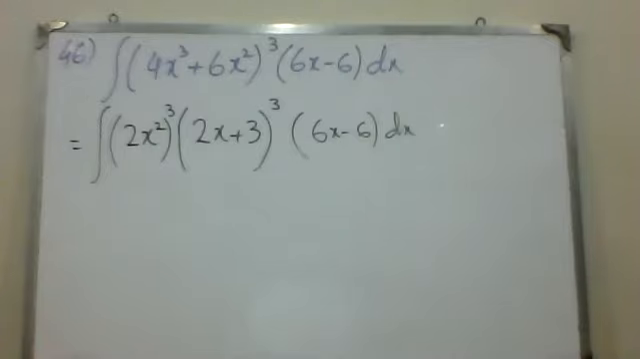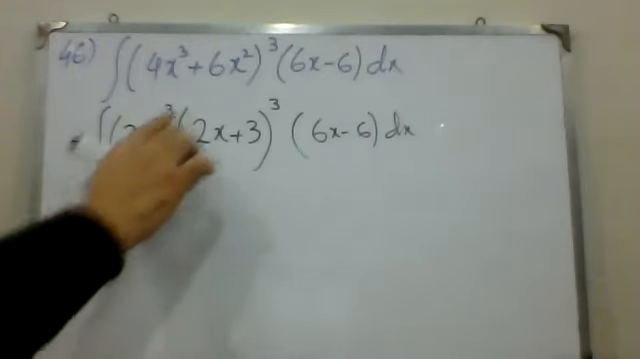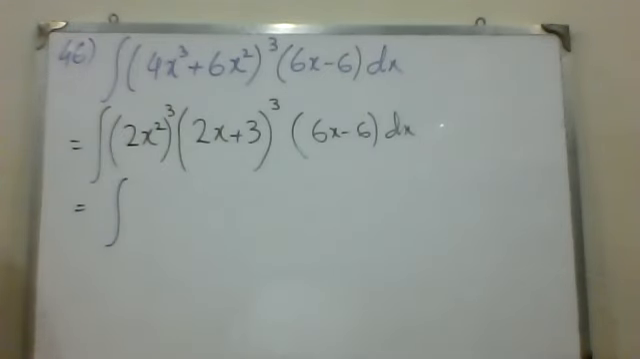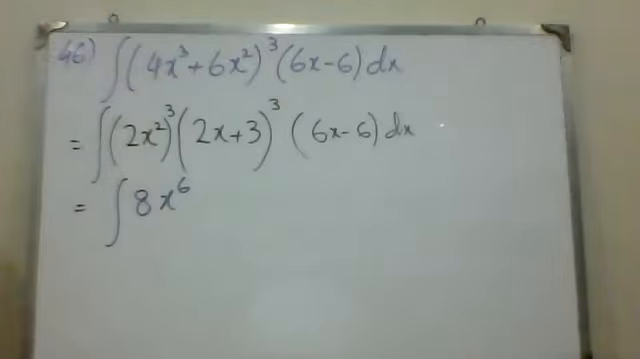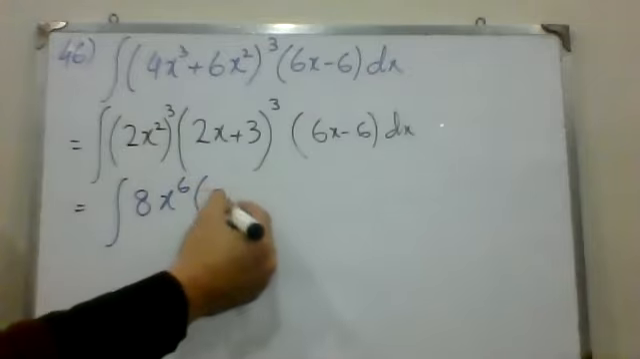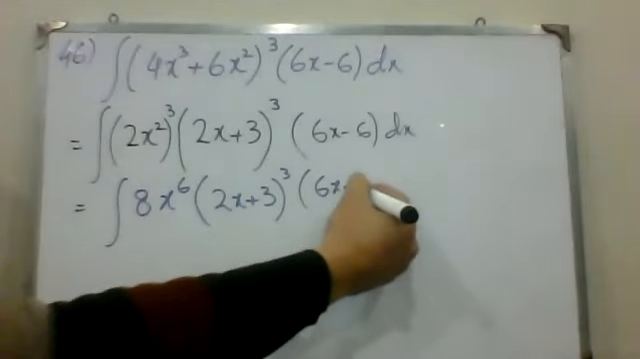okay, now next. Shabash, how can we operate on another term? How can we solve that problem? Shabash, now you can solve that. Here 2 power 3 is what? 8. Okay, 2 power 3 is 8, 8 x power 6, 2x plus 3 whole power 3, 6x minus 6 dx.